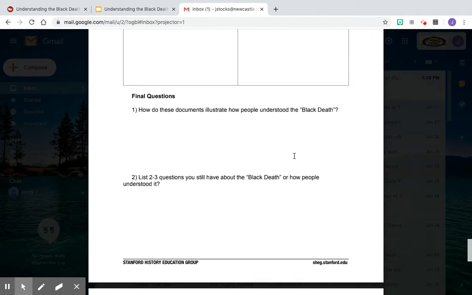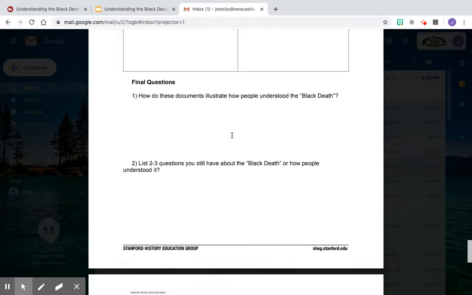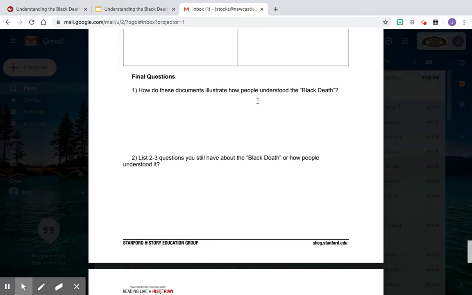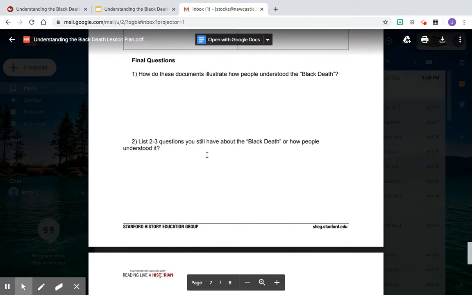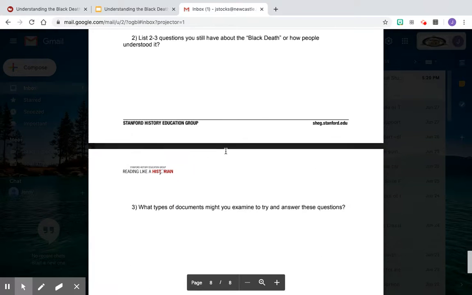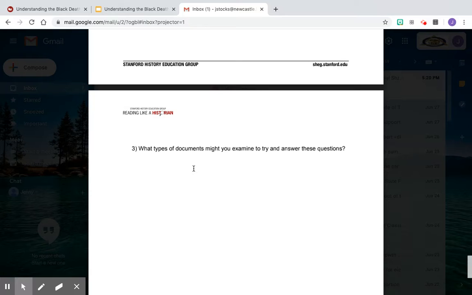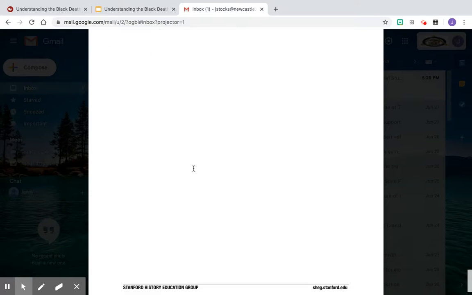Then at the end, you're going to look at both documents again, closely read them, and you're going to answer the final questions. How do these documents illustrate how people understood the Black Death at that time? List 2 to 3 questions you still have about the Black Death or how people understood it. And finally, what types of documents might you examine to try and answer these questions?